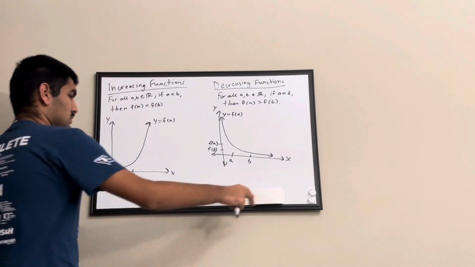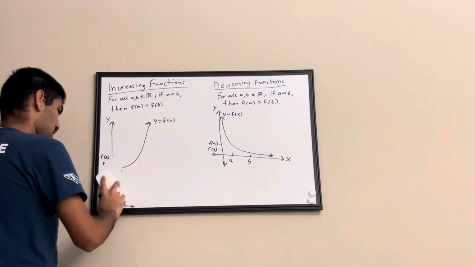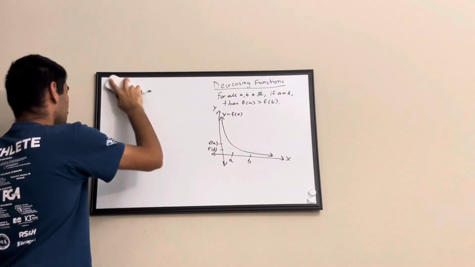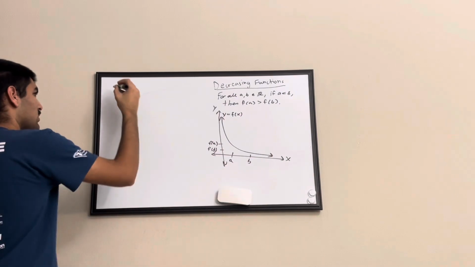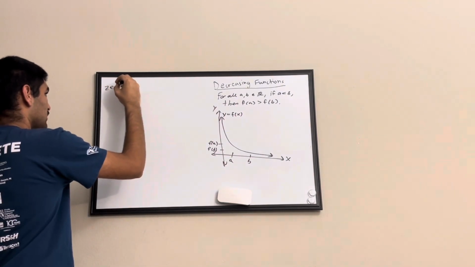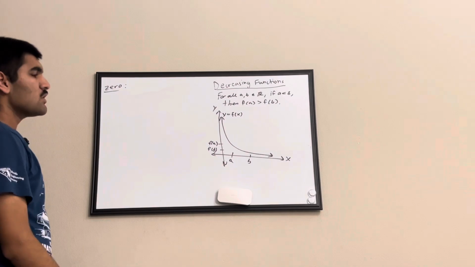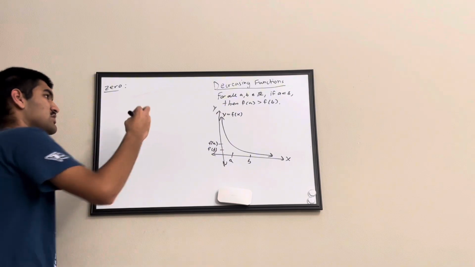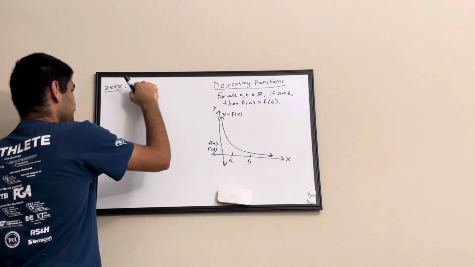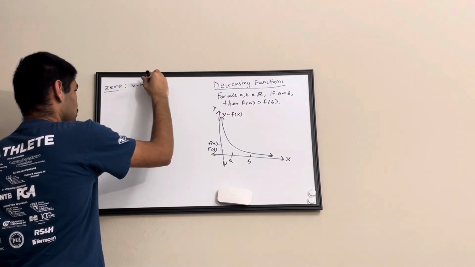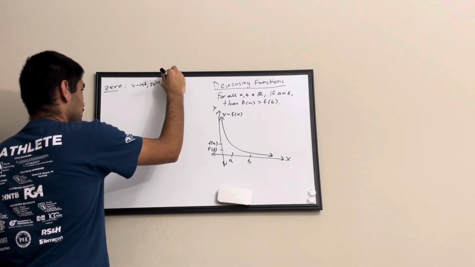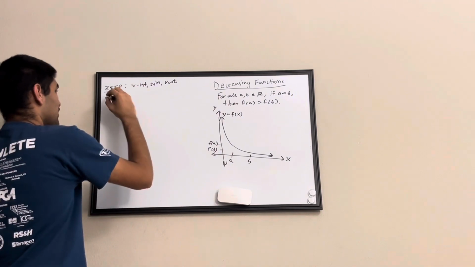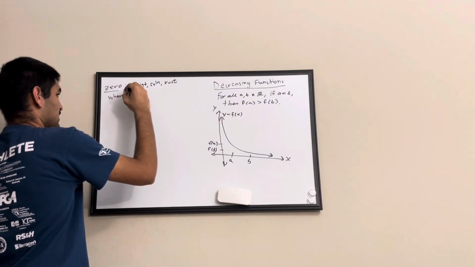Okay, good. So now let's talk about some key features of functions. To start, we start with zeros. What is a zero? A zero is where the graph intersects the x-axis. Some other terms for zero are x-intercept, a solution, or a root. All these names mean the same thing. And the definition is it's where the graph intersects the x-axis.